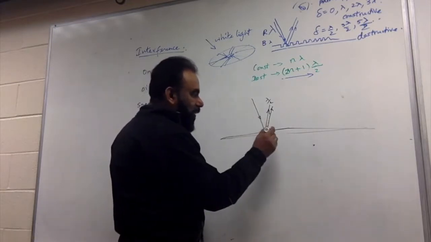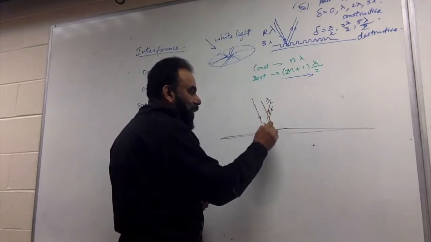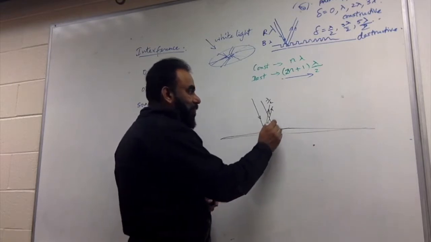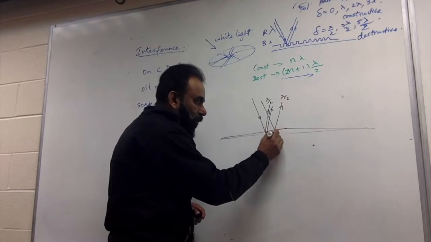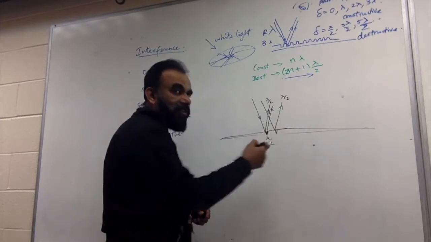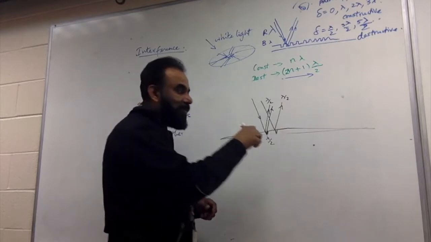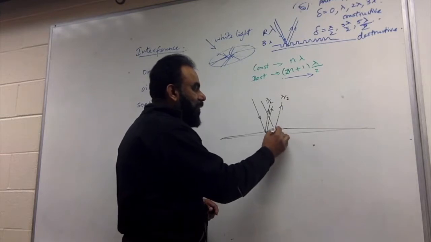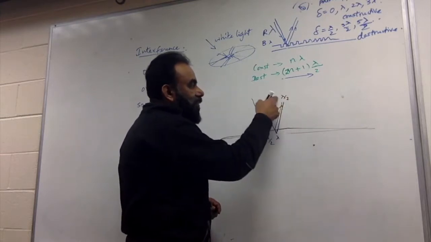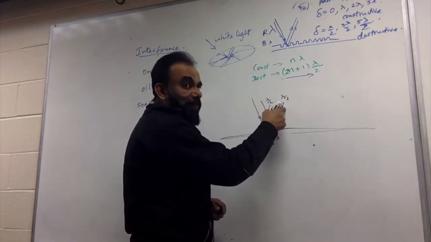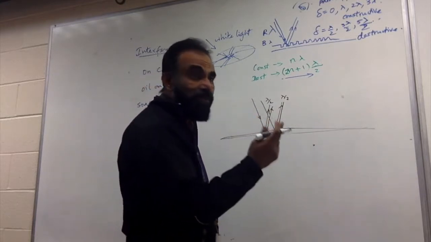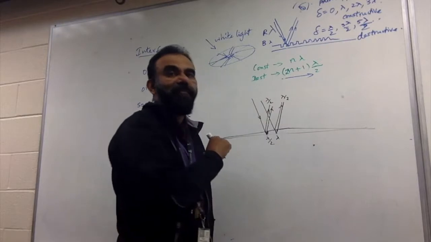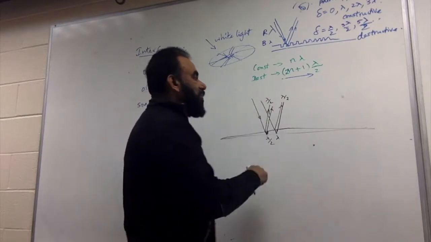Now, what if you look at something here, a ray that goes and hits here? Yeah, this suffers lambda over 2. And what if the total path from here to here and from here to here is a lambda? Then this is lambda over 2 and this suffers a lambda. So now the path difference is lambda over 2. So what is supposed to be the kind of interference? Destructive.